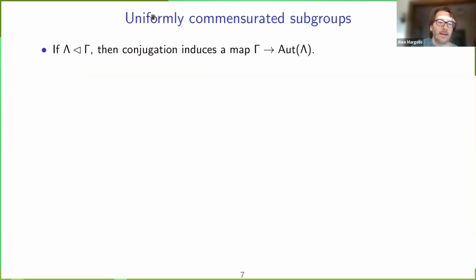And the main theorem, we're getting close to being able to state it, but we're not quite there yet. We need a technical refinement of the notion of a commensurated subgroup, namely something that's called a uniformly commensurated subgroup. And to motivate the idea, I just want to say that if you have a normal subgroup lambda of a group gamma, then the group gamma acts by conjugation on lambda, and that gives you a homomorphism from gamma to the automorphism group of lambda.